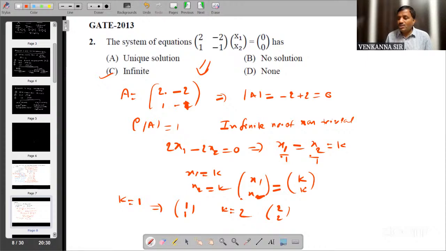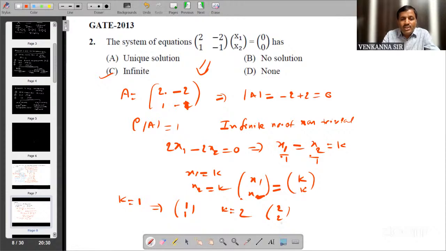Anybody? One value of k is not applicable. Which value of k is not applicable? Very good, very good. Yes, 0. All of you know, k equal to 0 is not applicable. Except k equal to 0, for all values it contains infinite number of non-trivial solutions. Remember that. If you keep the k value 0, what is the answer? It is a unique solution, the trivial solution. So this is clear to all of you.